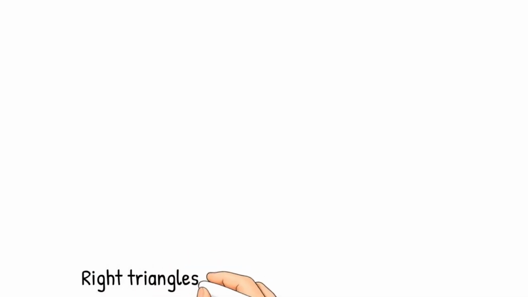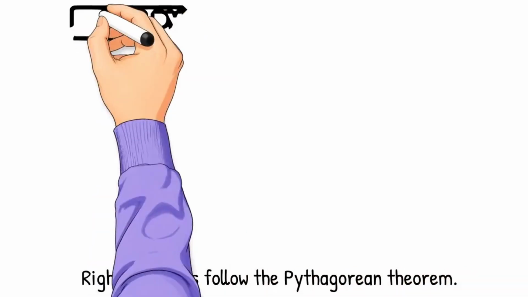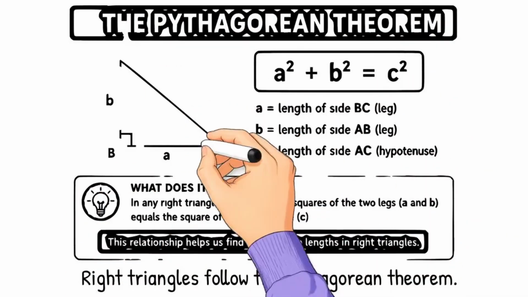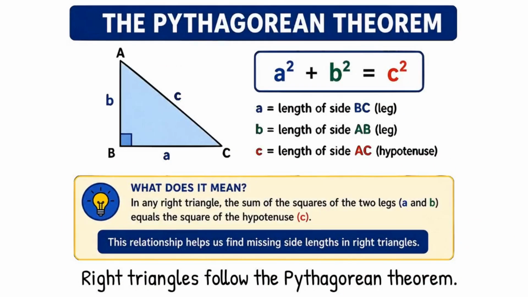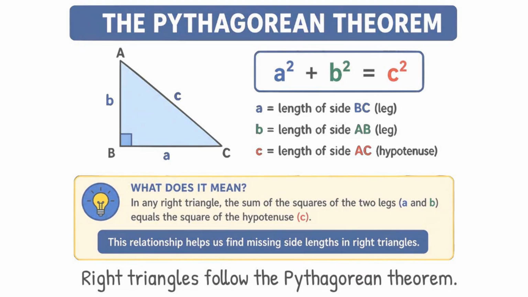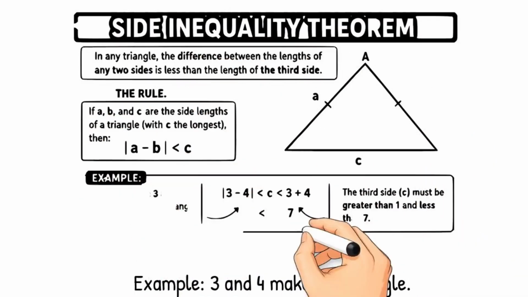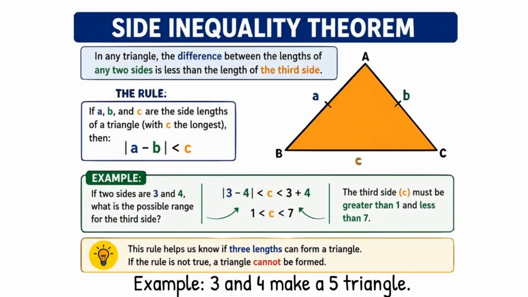One of the most famous formulas in geometry is the Pythagorean theorem, which applies only to right triangles. If the legs are A and B, and the hypotenuse is C, then A squared plus B squared equals C squared. This formula lets you find a missing side when you know the other two. For example, if a triangle has legs 3 and 4, then C squared equals 9 plus 16, which is 25, so C equals 5. The area of a triangle is found using the formula 1/2 times base times height.